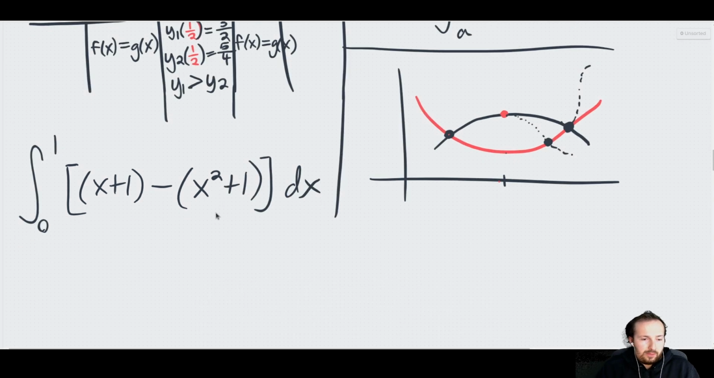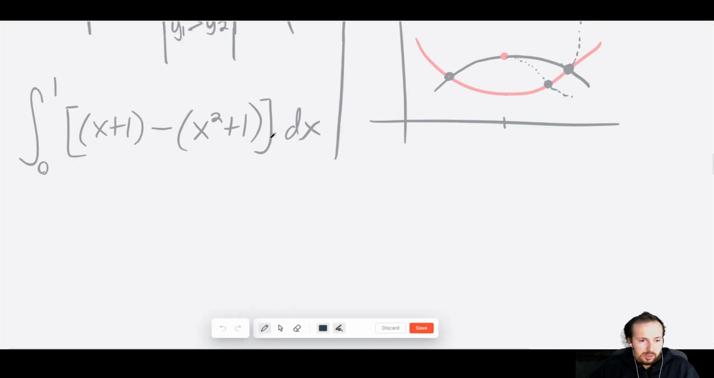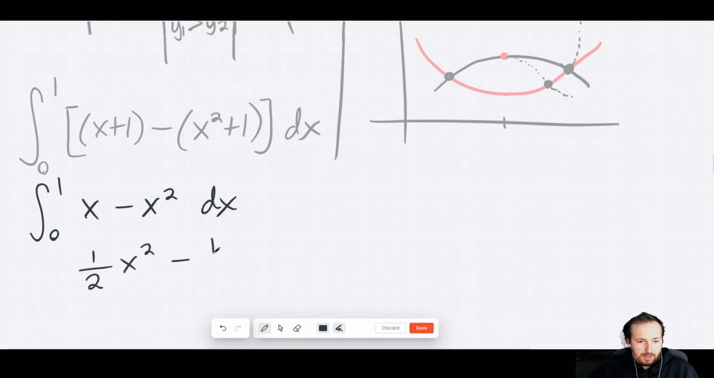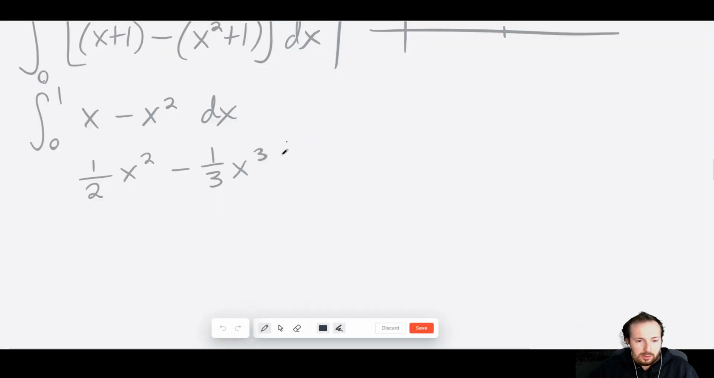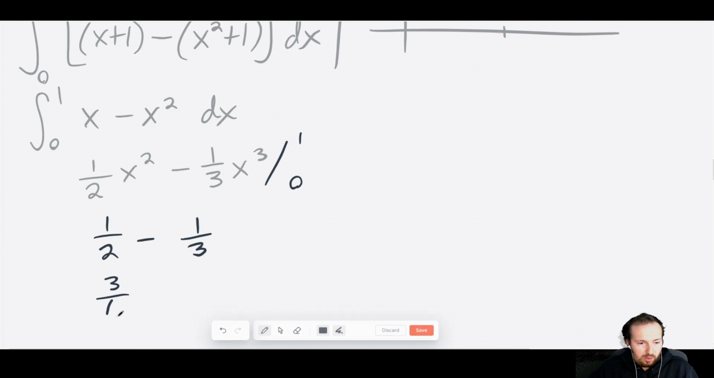And there you go. If we evaluate this, I'll do this quickly. The 1's go away, but we have x minus x squared, integral of that from 0 to 1. If we integrate this, what do we get? 1/2 x squared minus 1/3 x cubed. That's just the antiderivative, so we evaluate that between 0 and 1. Hopefully it makes sense that we get 1/2 minus 1/3. If we find a common denominator, 1/2 is 3/6, and 1/3 is 2/6.